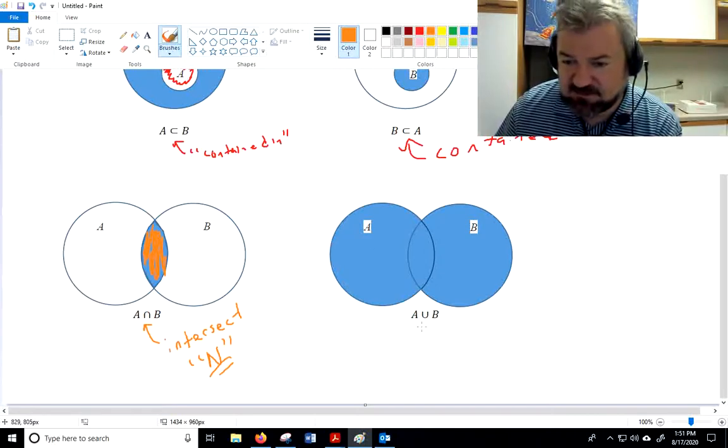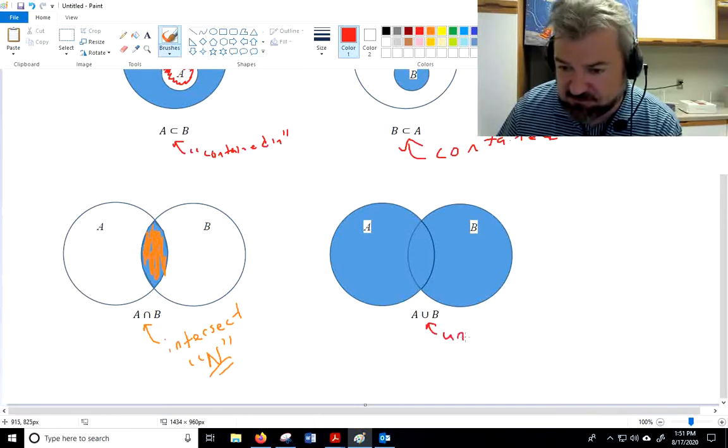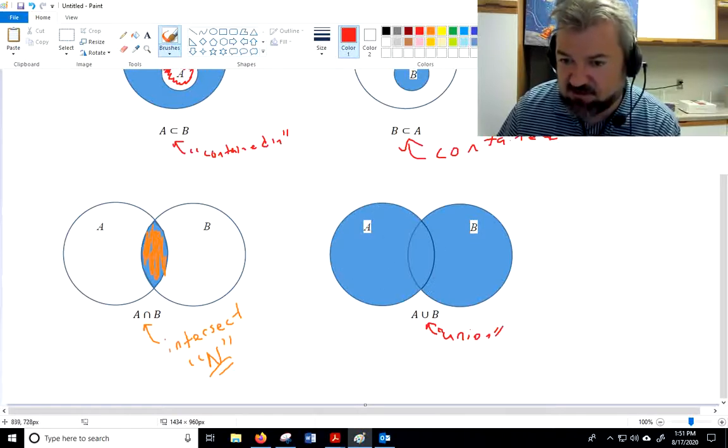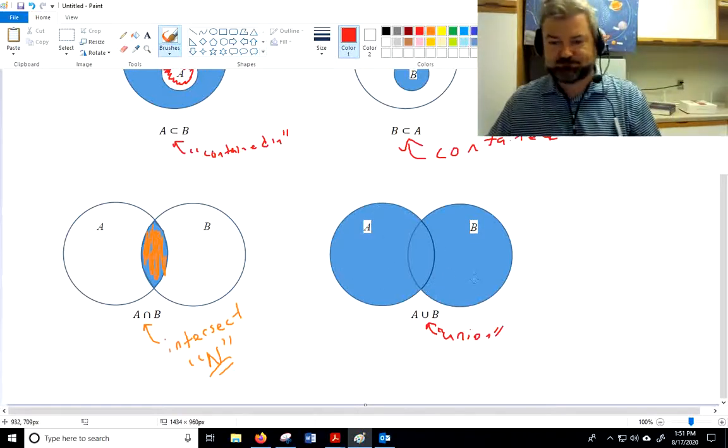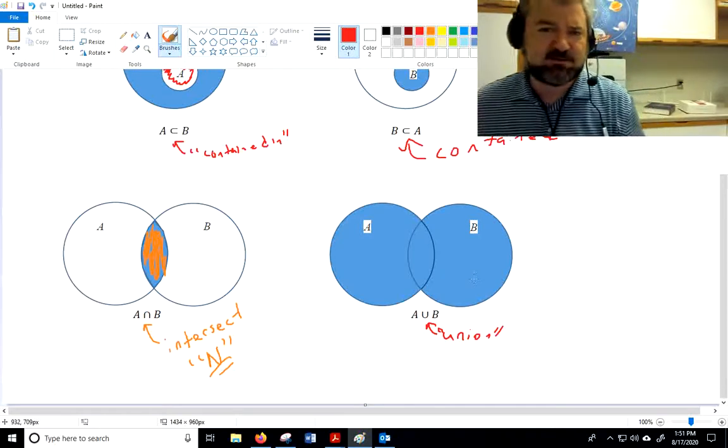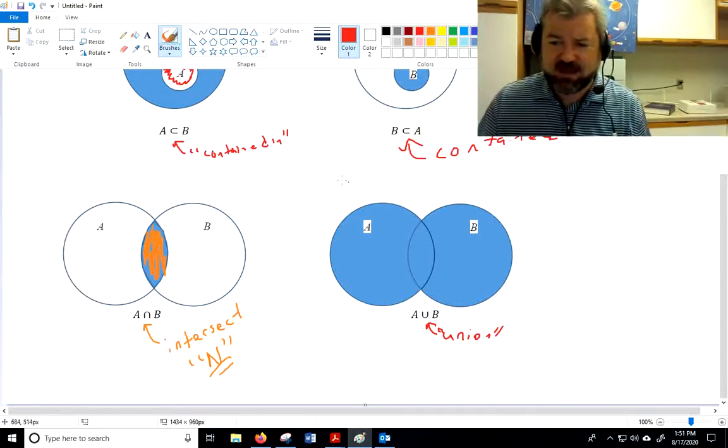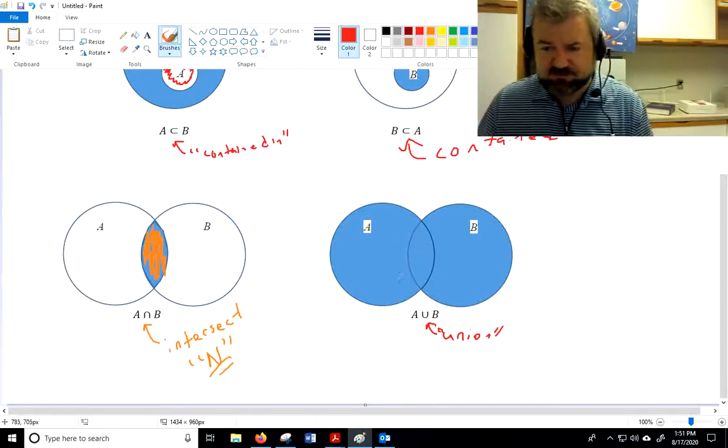And this is A union B. Look how it looks like a U. It's the same symbol, just rotated a different way. This is pronounced union. So if we union two sets, it's everything in A and everything in B, but you don't count anything more than once. So if something's in A and B, you only list it one time.